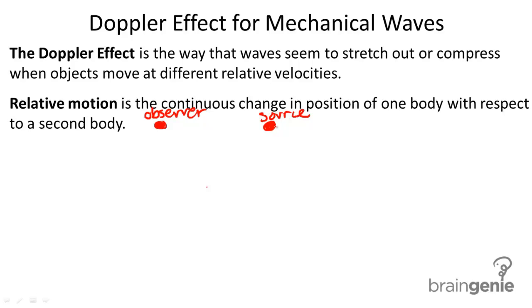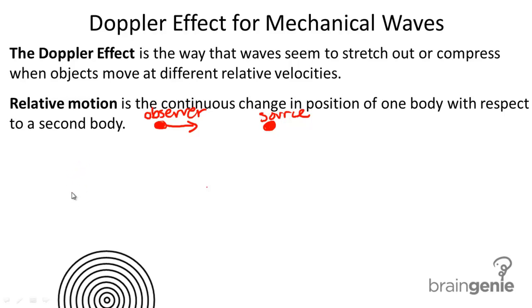For example, if the source is moving away from the observer, we say there's relative motion between the two bodies. Or the observer could be moving towards the source. Okay? This is relative motion. So let's look at an example of the Doppler effect.